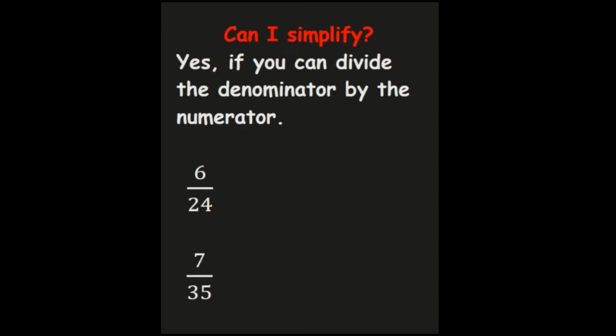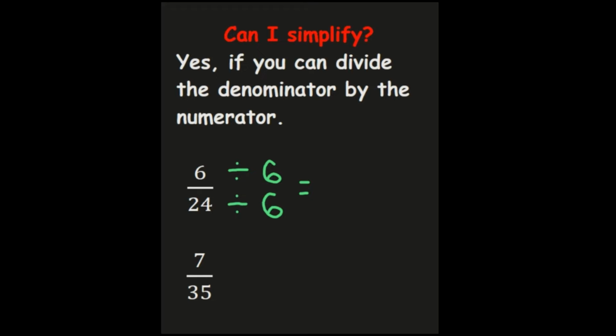Alright, so can we simplify? The answer is yes, if you can divide the denominator in the fraction by the numerator. So let's look at two examples. We have 6/24, so the question is, can I divide 24 by 6? And because I can, I know I need to simplify, and we're going to simplify using that numerator of 6. So we're going to divide our numerator and denominator both by 6.